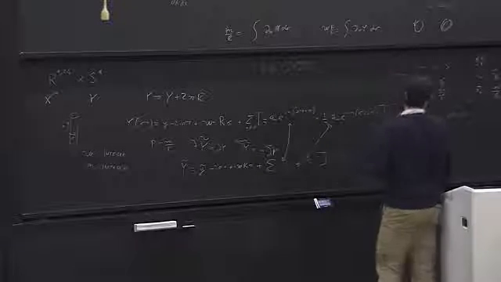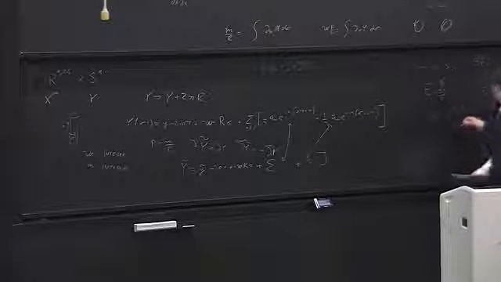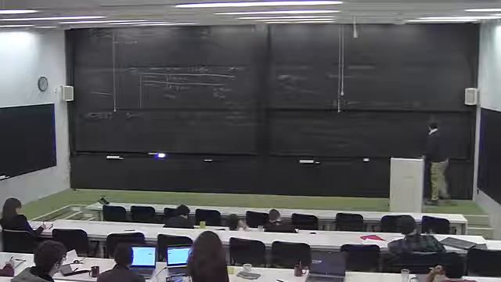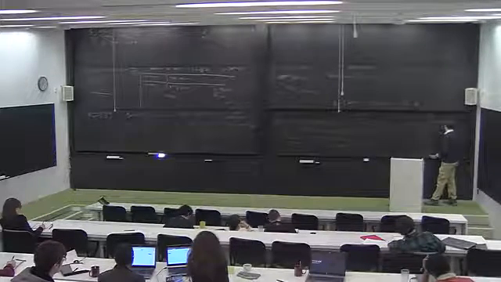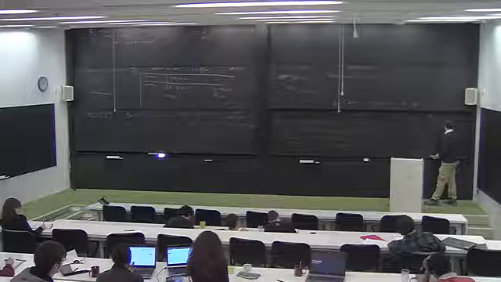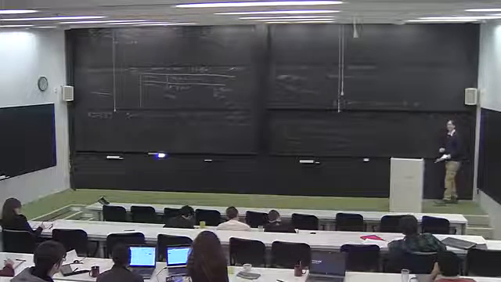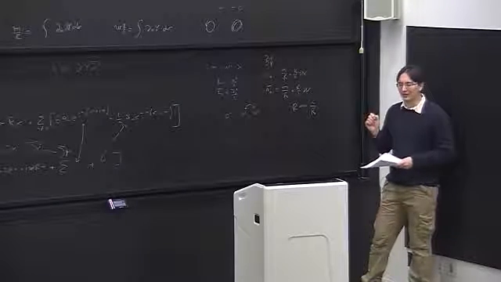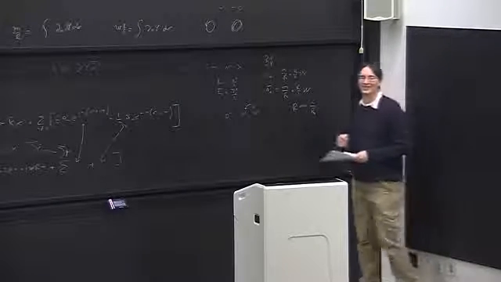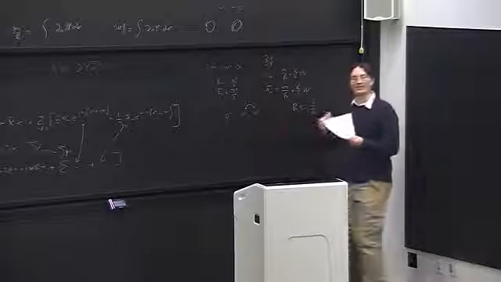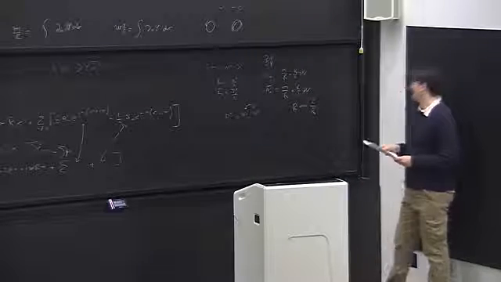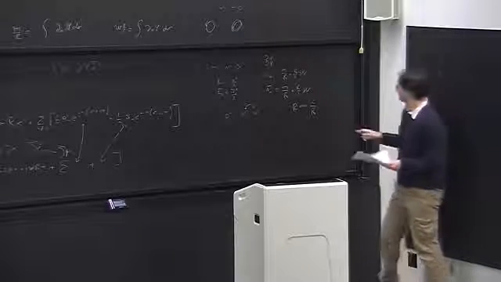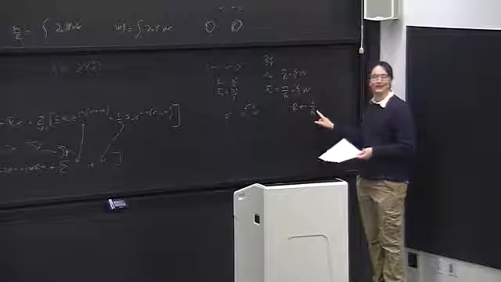and exchanges momentum and winding, and sends the radius R to 1 over the radius. It's actually a two-dimensional version of electric-magnetic duality in four dimensions. The symmetry exchanges electric field and magnetic field. Now, this is kind of striking.